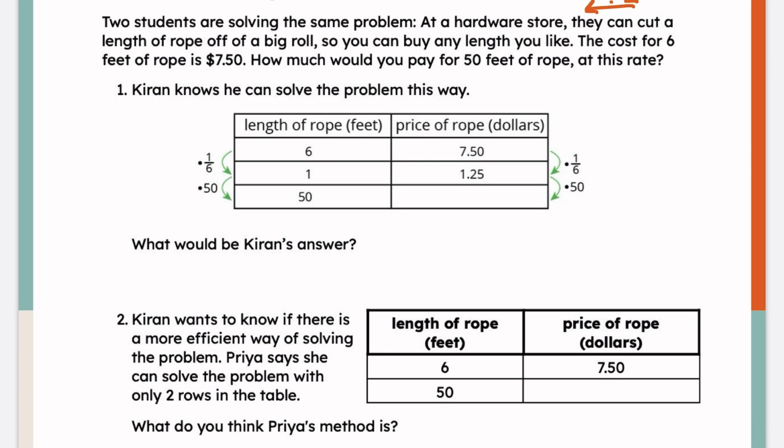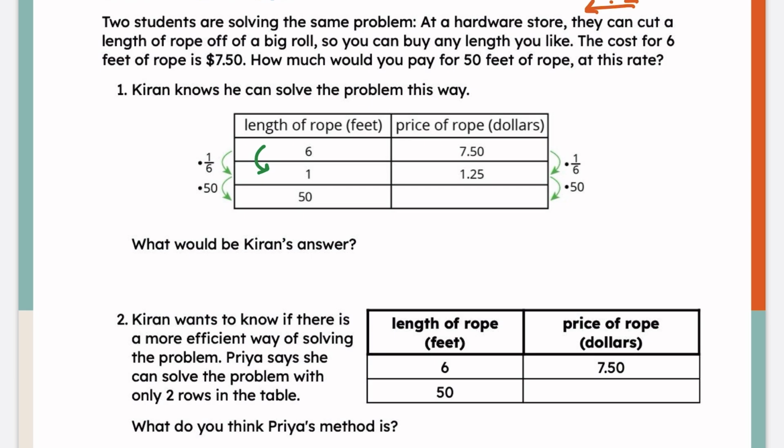He took the information from the story, 6 feet of rope, and he made it into a table with length of rope listed as 6. And that cost is $7.50. So the cost or price of the rope in dollars is $7.50. So he organized his information into a table. And he decided to do this. He says, I'm going to change this 6 to a 1. I'm going to find the unit rate.